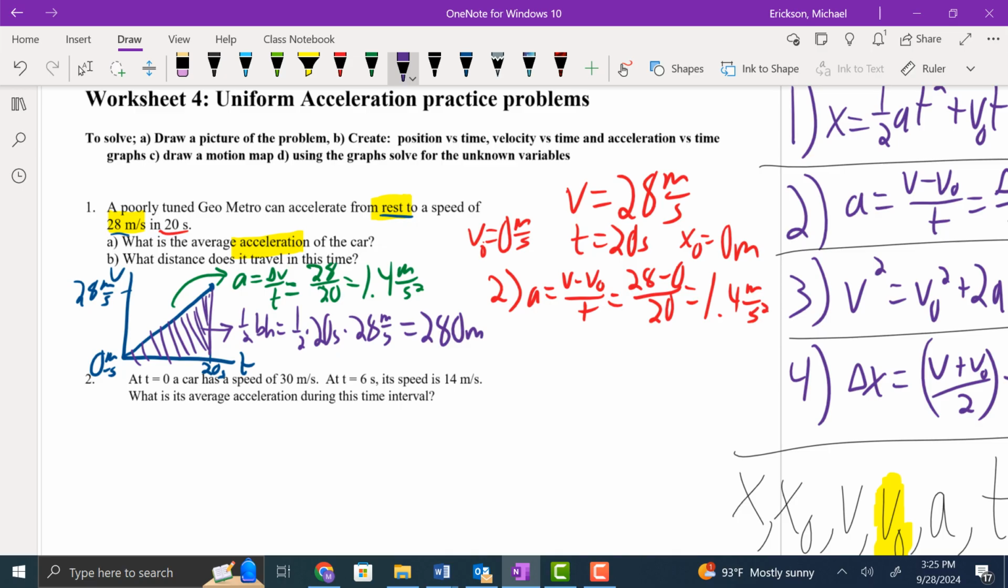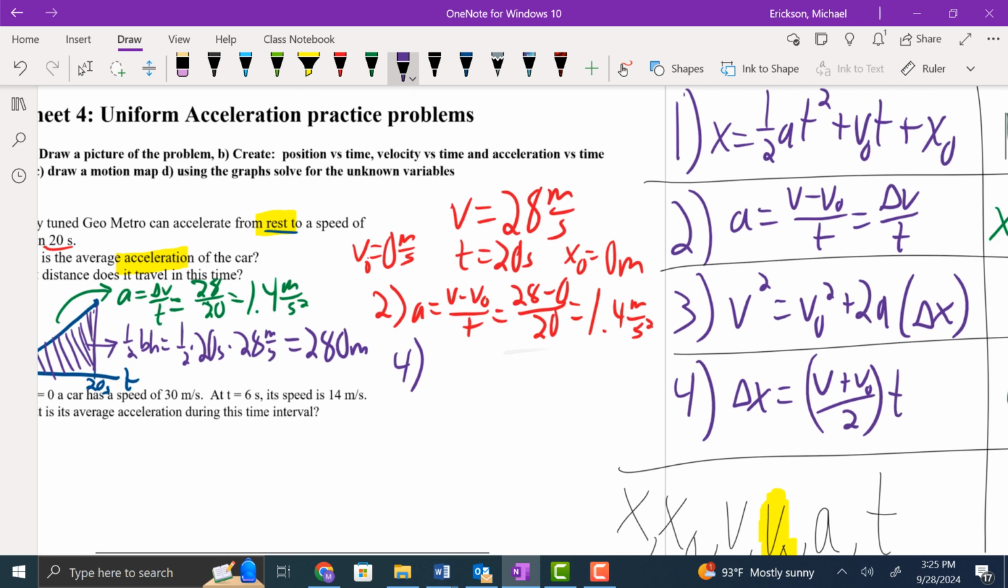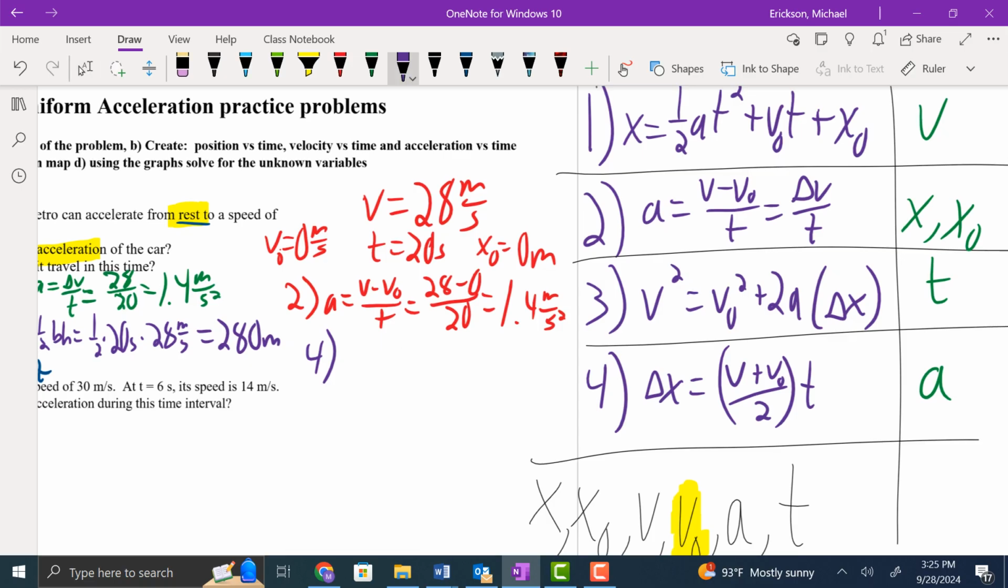But what if, instead of using this graph again, I instead use one of these equations? So I can use equation 4. So I look over here. Chances are, because I found acceleration with 1, I'm not going to use it, so I won't look at 2. I look at 1, 3, and 4. Well, 4 has delta x, so let me try to use that. Delta x is equal to v plus v naught over 2 times t. And in this case, that was 28 plus 0 over 2 times 20. And what I end up getting is 14 times 20, and that equals 280 meters.